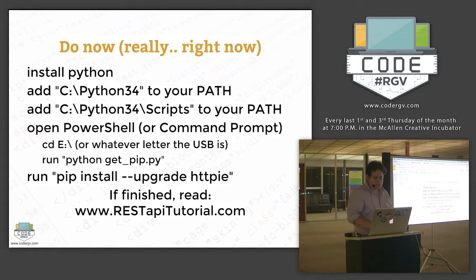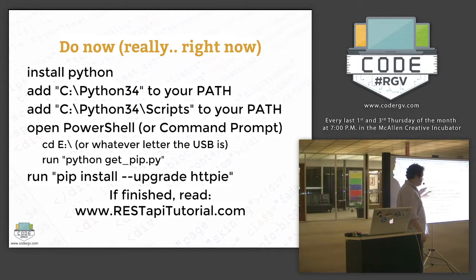here's the instructions, by the way. You need to install Python, and on Windows you need to make sure that the Python path, C Python 34, is on your path, and if you don't know how to do the path, I'll show you right now. You need to make sure that C Python 34 scripts is in your path as well. And finally, you're going to need to install pip, and once you install pip, you do this on the command line.